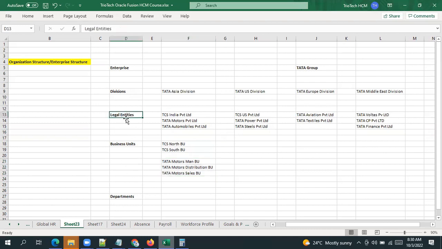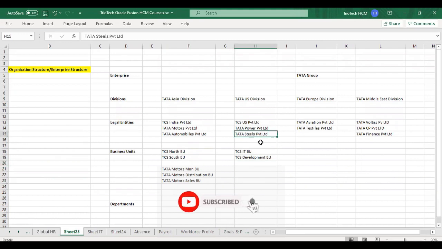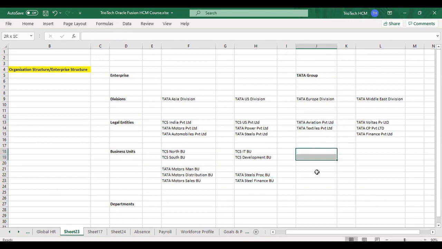Okay. So under legal entities, we will have the concept of business units. Let's say here also we will define something under TCS US Private Limited. We have something like TCS IT BU, okay, TCS Development BU, etc. Like that, we have 2 business units here. And then under Tata Steels, let's say we have something like Tata Steels Procurement BU, then Tata Steels Finance BU, etc. Like that, you can list out for every legal entity. Under that, whatever business units you have, you can define accordingly here.